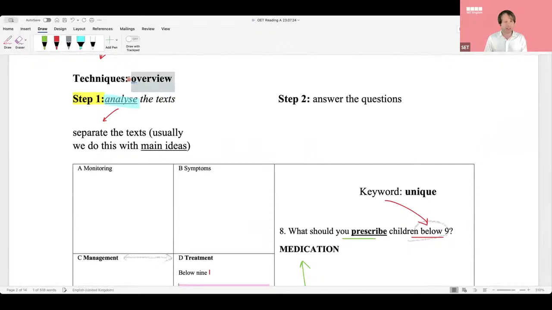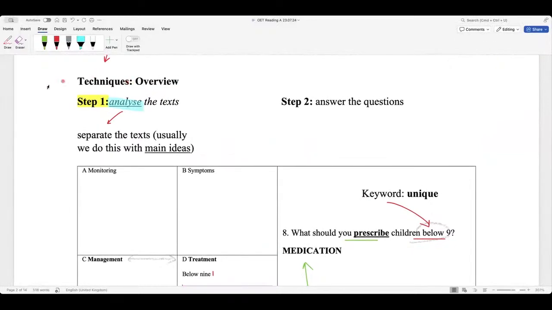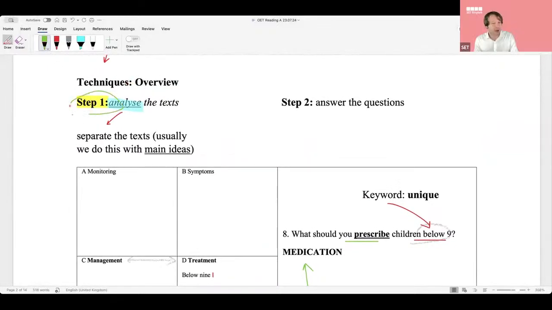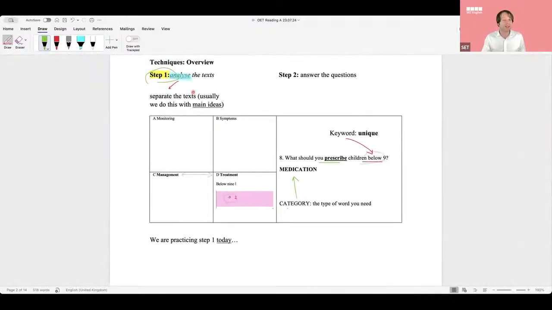What are we trying to practice today? Step 1, okay? I'm not going to really go into it. I just want to do practice now, okay? Is everyone ready to practice reading texts for the main idea?